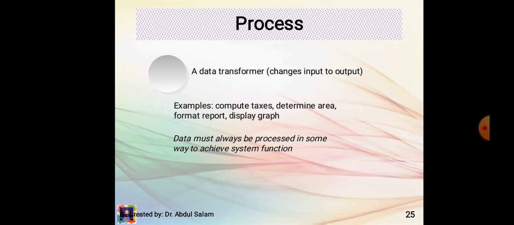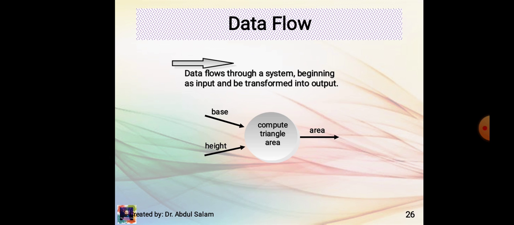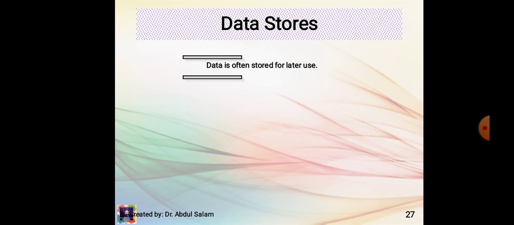Process. A data transformer changes input to output. Examples: compute taxes, determine area, format report, display graph. Data must always be processed in some way to achieve system function. Data flow. Data flows through a system, beginning as input and being transformed into output. Data stores. Data is often stored for later use.